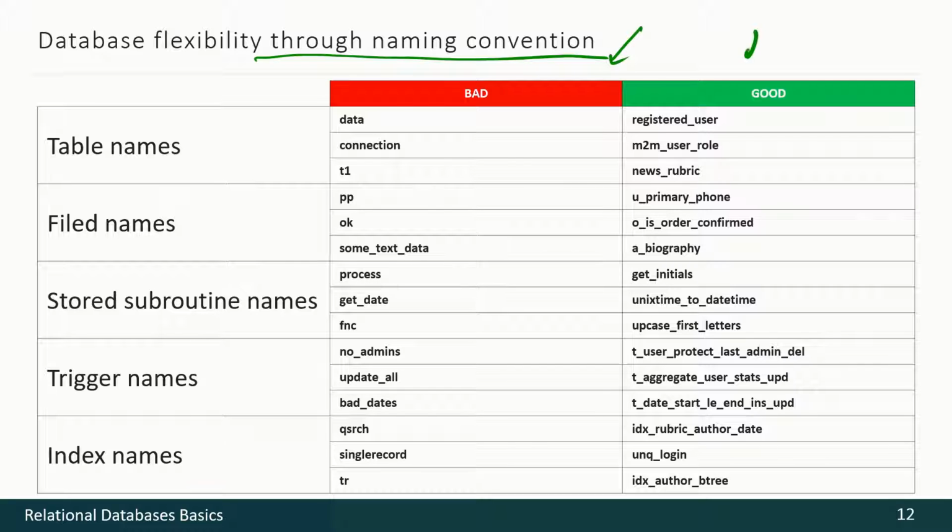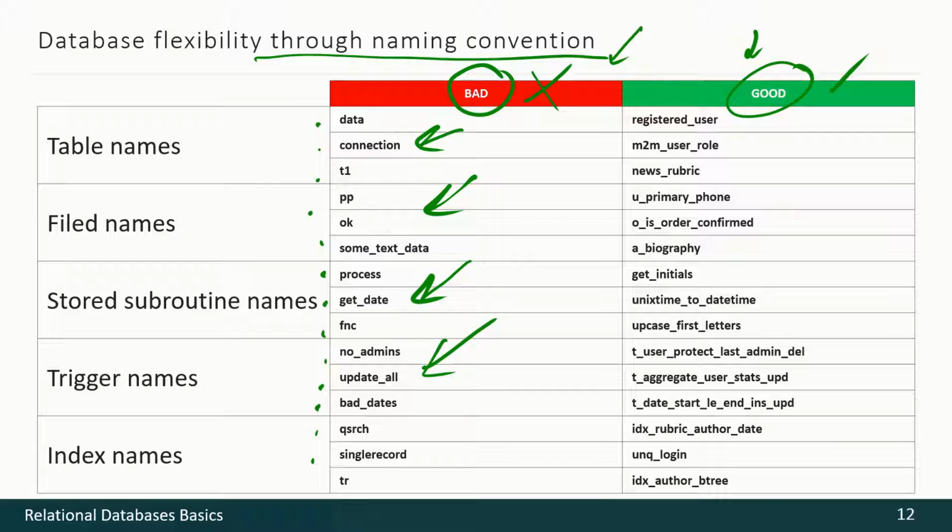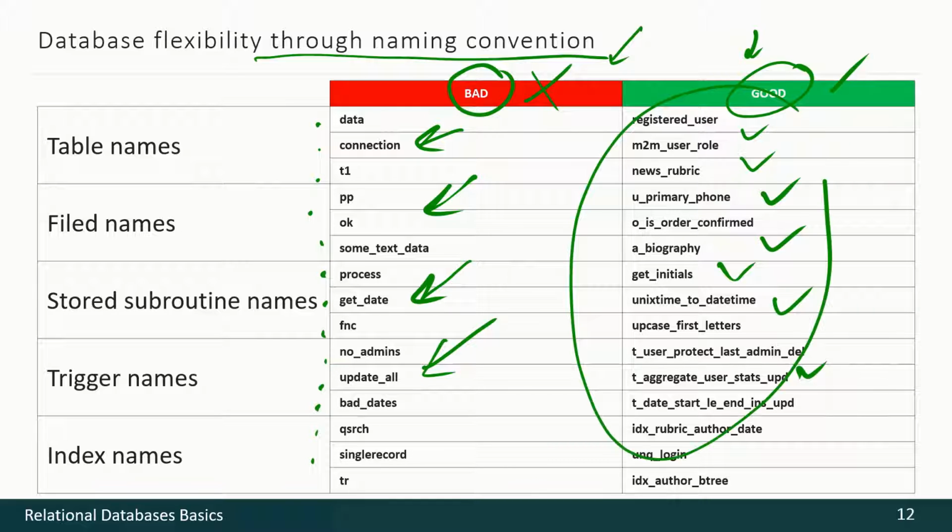Compare those two situations. Here we have no naming convention, and this is a terrible situation. It's extremely hard to work with a database with such names of database objects. But here we have a good situation. We follow some consistent, nice approach, and it's extremely easy to work with a database with such names of database objects. So once again, follow some naming convention.